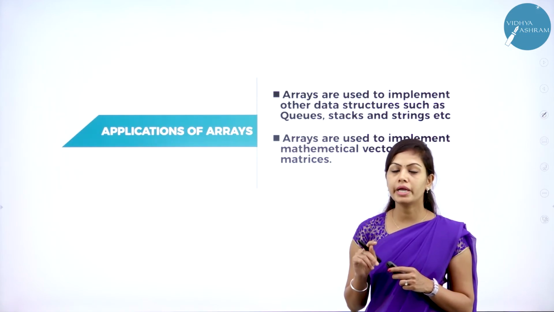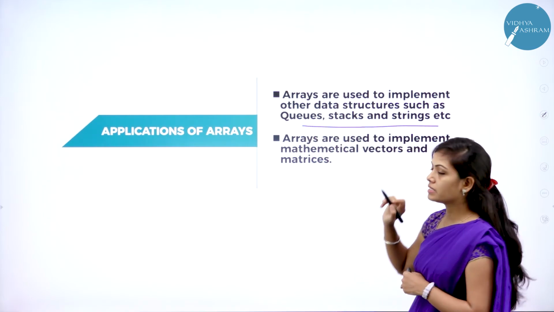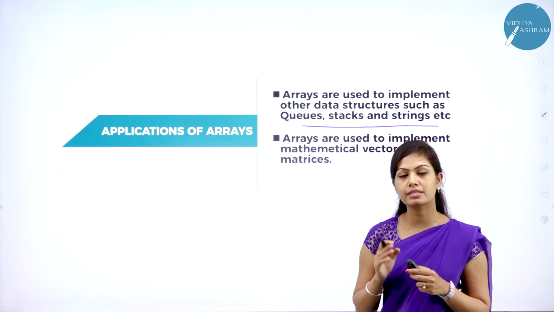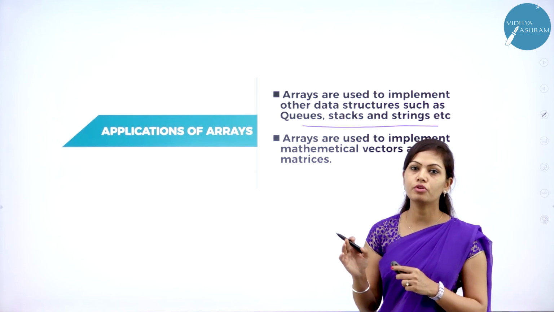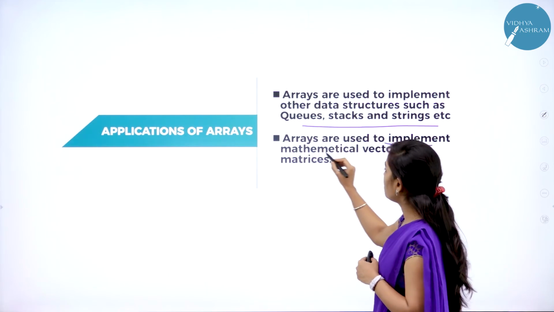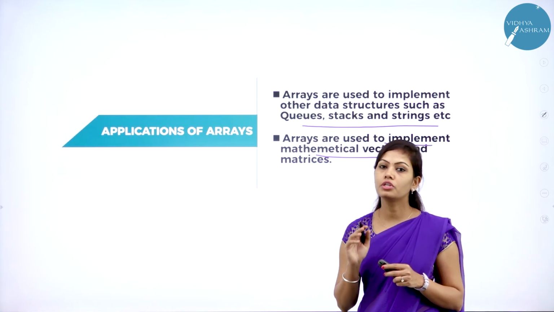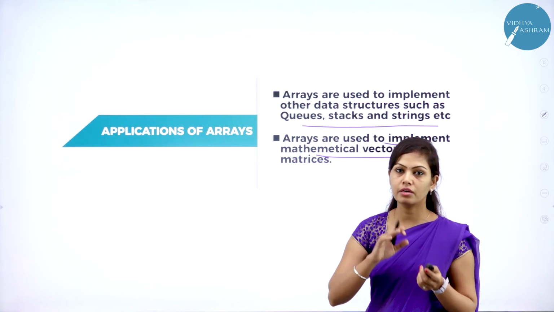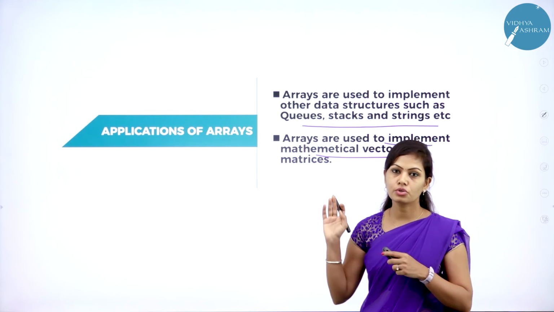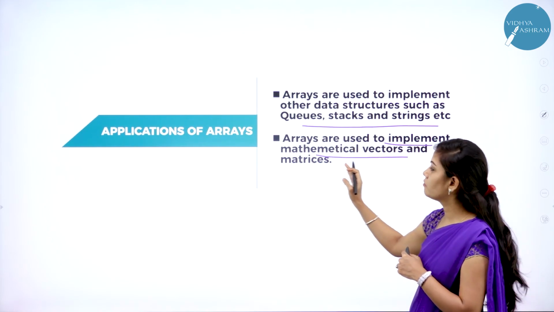Arrays help to implement all other data structures such as queues, stacks and strings. So it is very helpful for implementing other data structures, and it is also used to implement mathematical vectors and matrices. Already we have seen how to implement row major and column major order with the help of a 3 cross 3 matrix, that is, an M cross N order matrix. So it is also used to implement mathematical vectors and matrices.